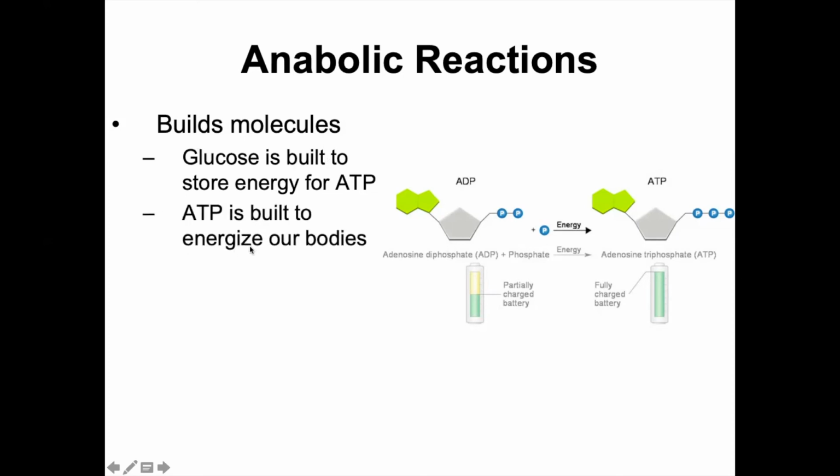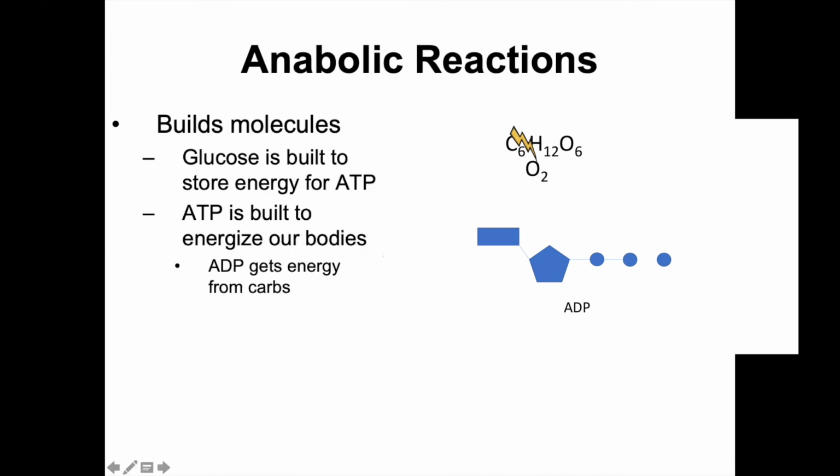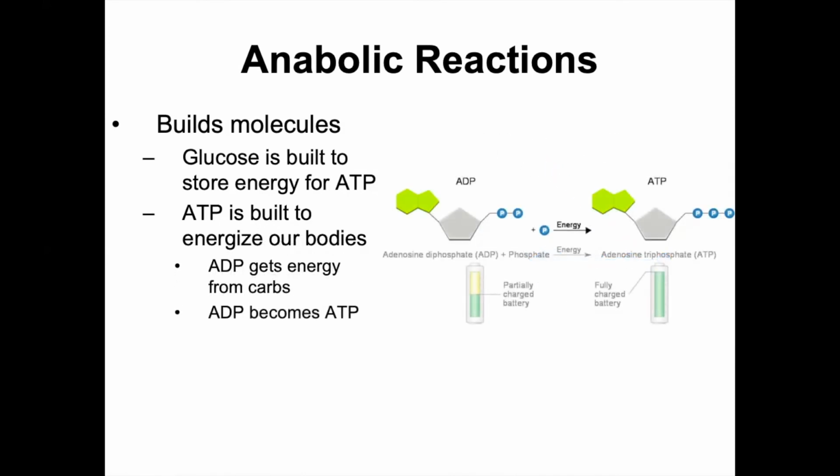ATP is built to energize our bodies. That's what's happening in this picture here. We have ADP. We're going to add a phosphate. We're going to build an ATP. And like I said, that takes energy. ADP will get energy from the carbs, from the glucose, and now it's in that molecule. ADP will become ATP.